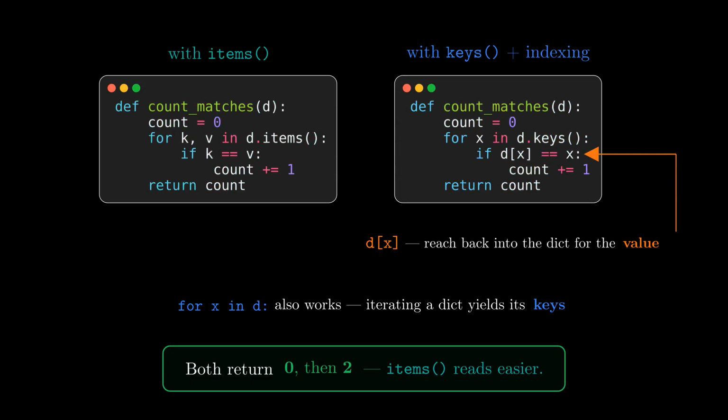Still, items is usually the easier route because it already hands you a variable for the key and a variable for the value. With the indexing version, you keep reaching back into the dictionary.